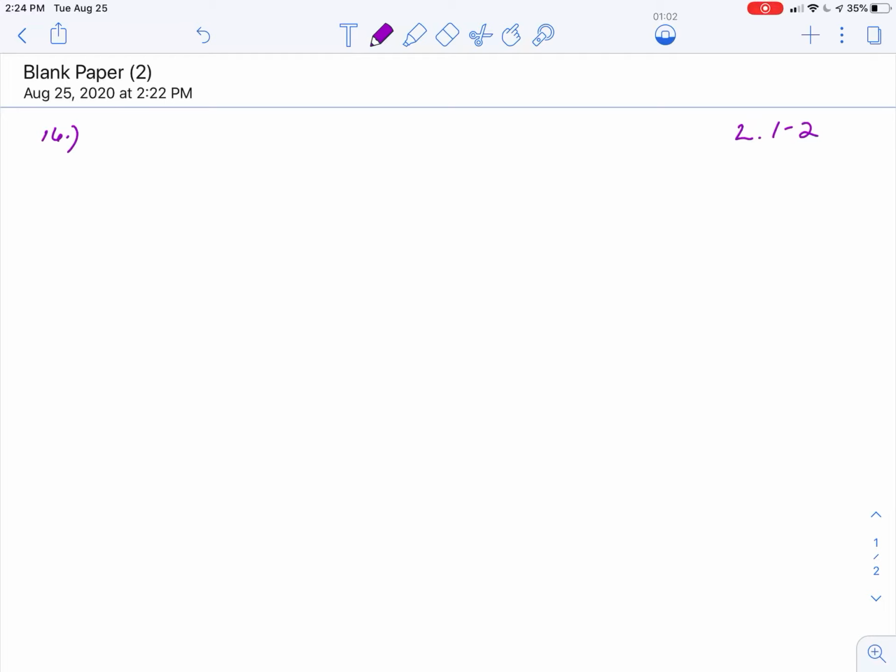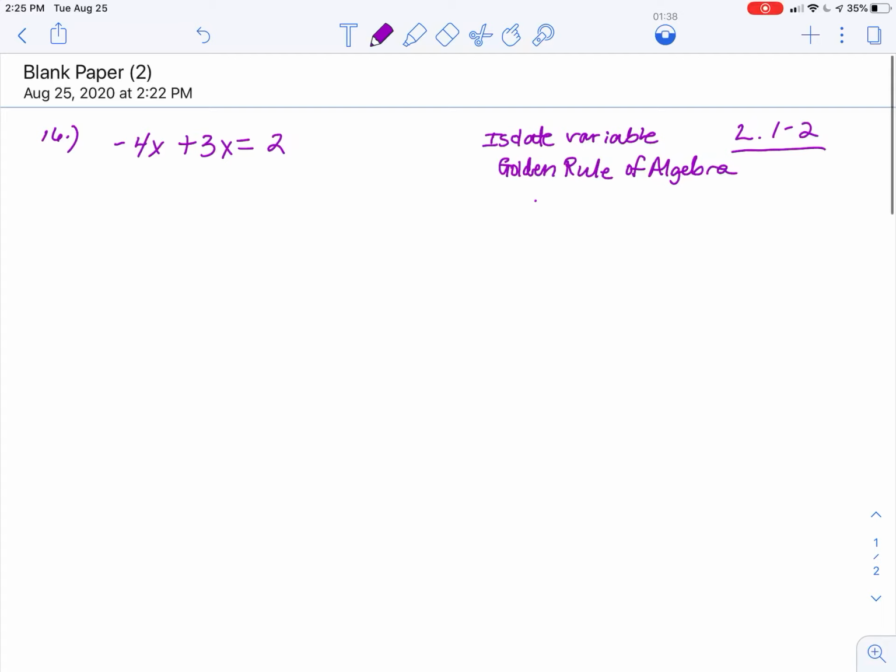But today, beginning on number 16, that will be on page 16, actually. So the problem is this: negative 4x plus 3x equals 2. Okay, so in algebra, we remember there's a couple of rules that we must always keep in mind, and those are, one, that we are trying to isolate the variable. So in this case, we're looking to isolate x. And then also the golden rule of algebra, which means that whatever I do to one side of my equation, I must do also to the other side. We're always looking for like terms. That's another thing we want to keep in mind.